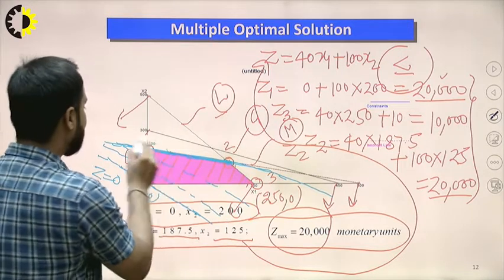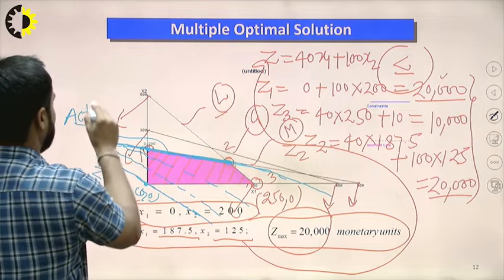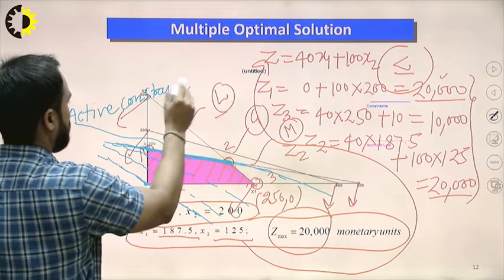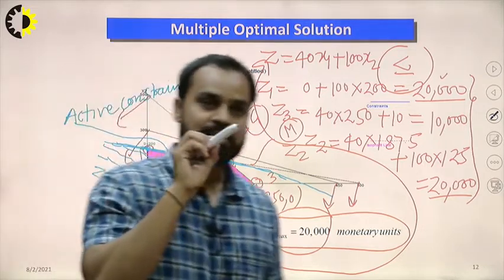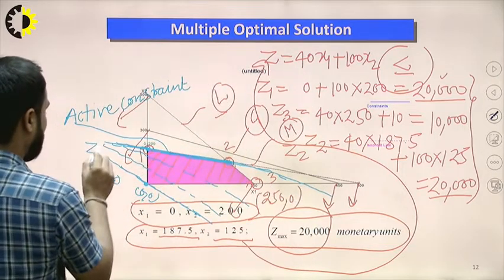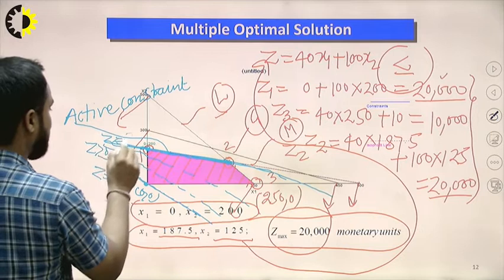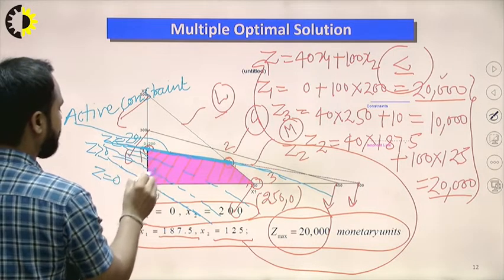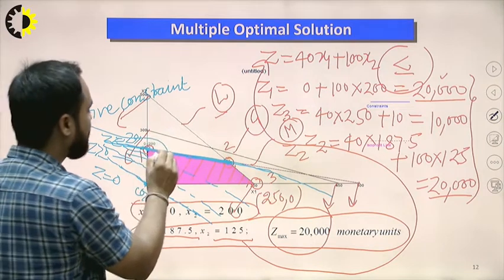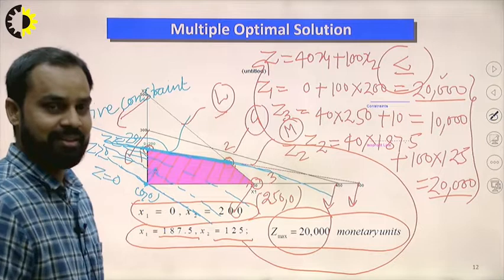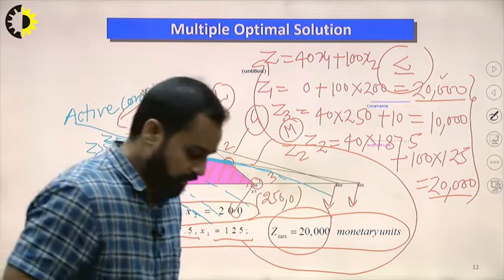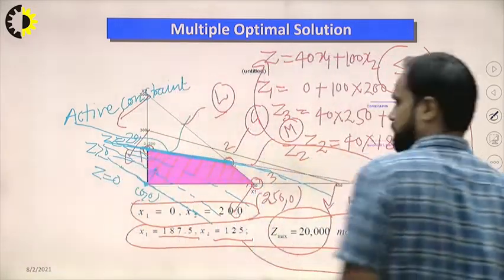So that constraint is also known as an active constraint. Why am I calling it an active constraint? Because as the objective function line moves in the increasing direction, the value of z goes from 0, to more than 0, to here 20,000. So we are increasing the value of the objective function in the direction of the binding constraint that is forming the boundary of the feasible region. That's why this binding constraint is also known as an active constraint, right? So this way we can obtain a multiple optimal solution problem.